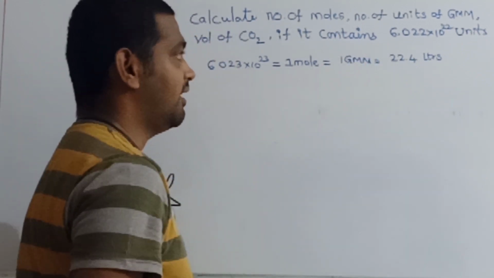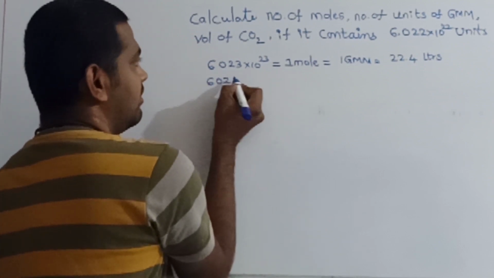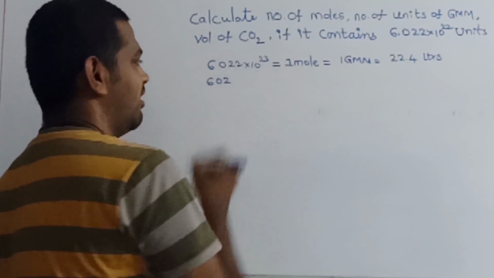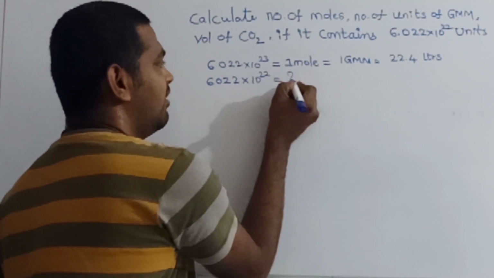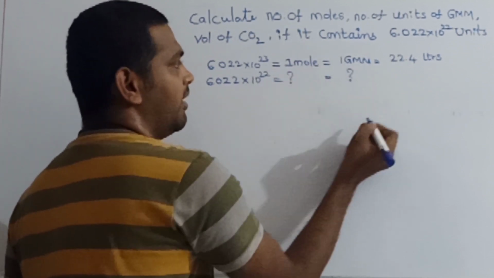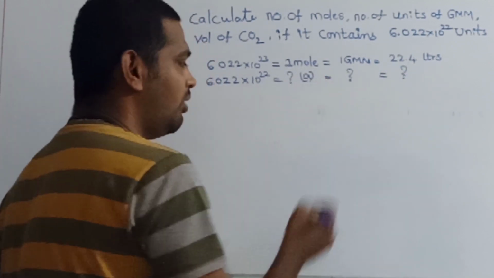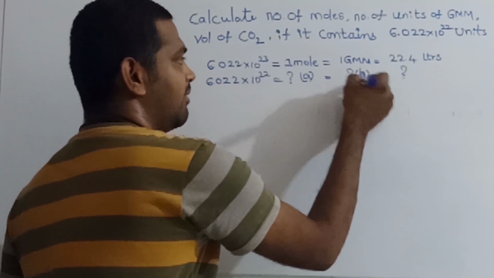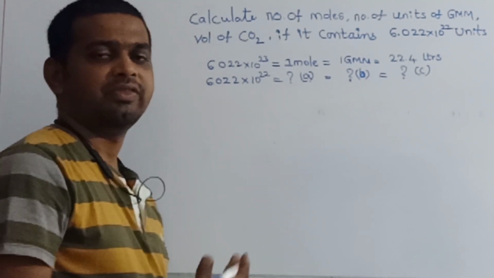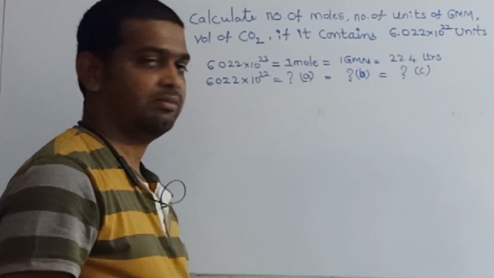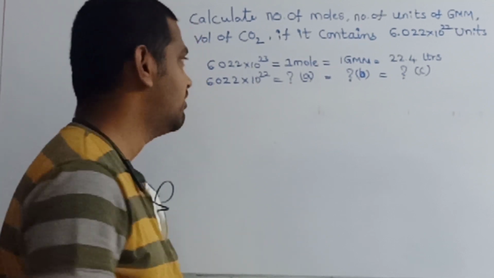Now, in the question, he has given 6.022 into 10 to the power of 22 units. Here I have written it that way, though it does not matter. 6.022 into 10 to the power of 22 consists of how many moles, how many GMMs, and how many liters? Let us consider it consists of A moles, B GMM units, and C liters. Then in the next step, writing this step is the main heart of this problem. Next, do cross multiplication, then you will get the answer.